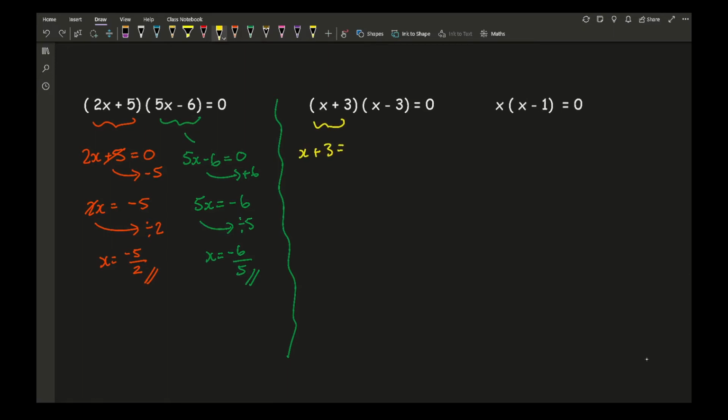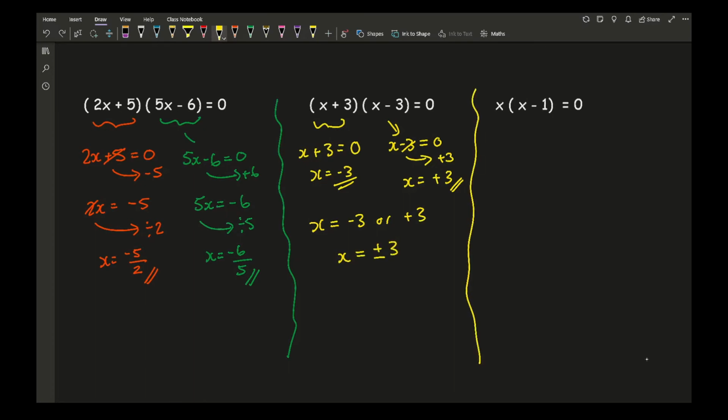So here I've got x plus 3 equals 0, so x equals minus 3. And here I've got x minus 3 equals 0, so again take the 3 over to the other side, so I've got x equals plus 3. So here the answer is going to be x equals minus 3 or plus 3, or you can also write it as x equals plus or minus 3. And if you've not seen that symbol before, don't worry about it too much, just leave your answer by writing it out in full.